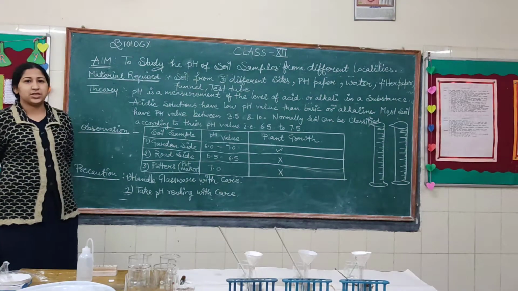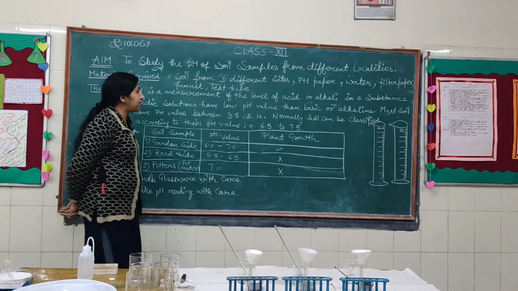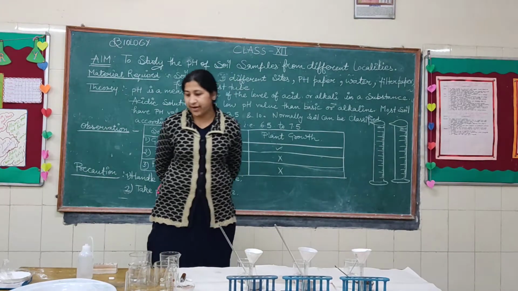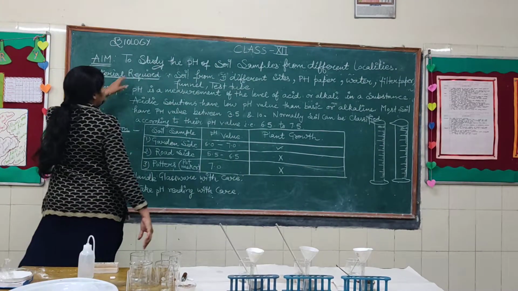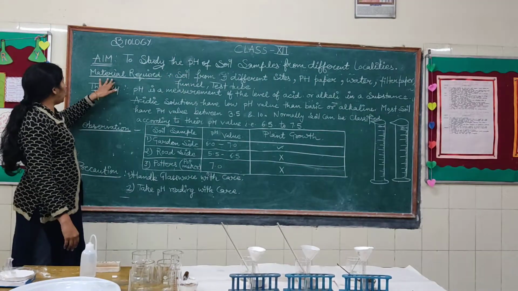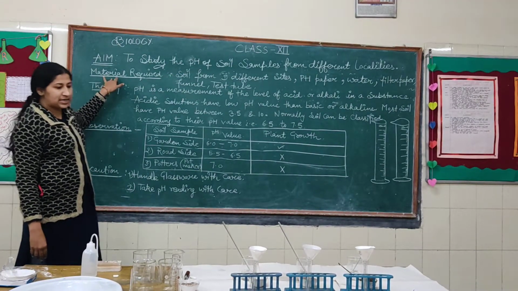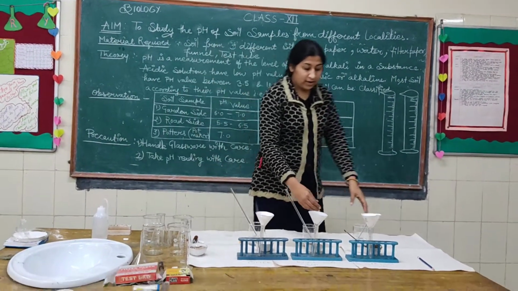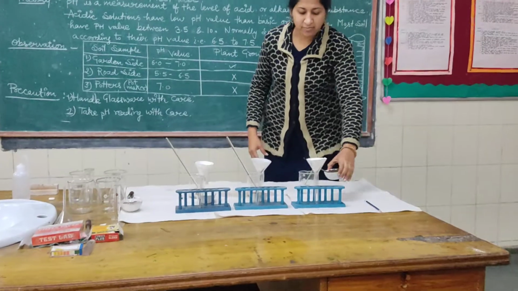Good morning, students. Today we are here with the second practical of class 12 biology, that is pH of the soil. The aim is to study the pH of soil samples from different localities. The material required is soil from 3 different sites. Look here, we have taken soil from 3 different sites.